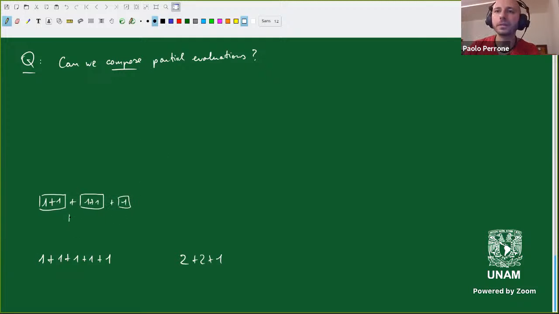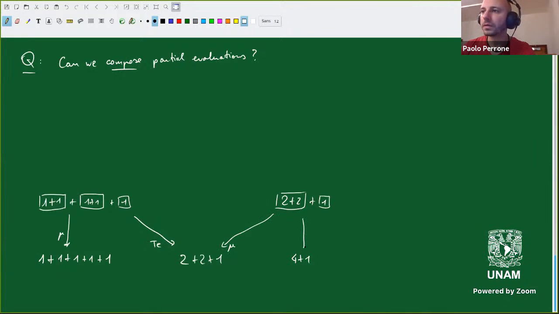So you see that this does a job. Okay, I can also partially evaluate this thing to 4 plus 1. How? Well, let's say like this. Right? So here, mu will do this, and T E will do this. Okay, great. Can I go from here all the way to here in one step?